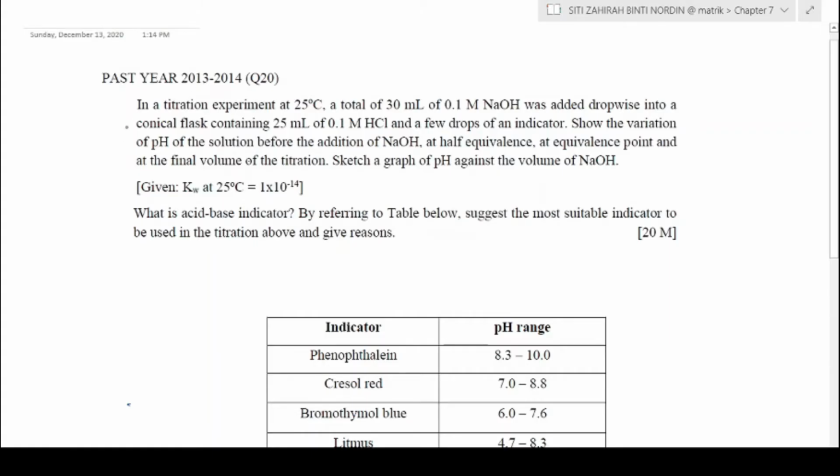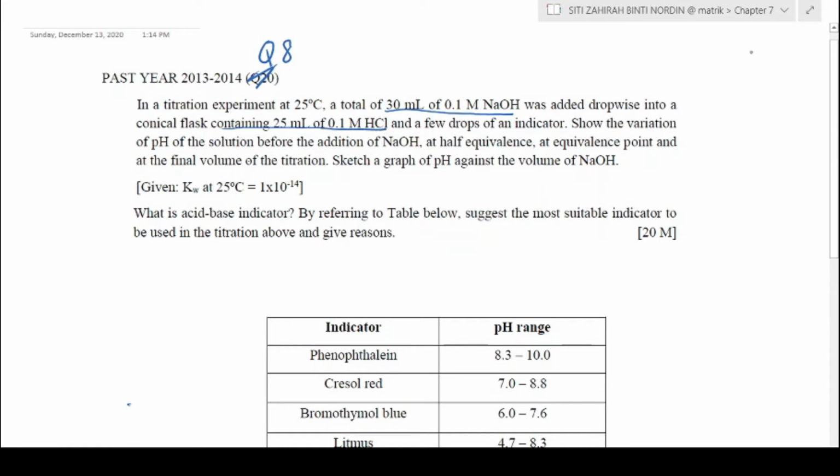We're going to discuss past year 2013 and 2014, which would be your question 8 in your past year. In a titration experiment at 25 degrees Celsius, a total of 30 ml of 0.1 molar sodium hydroxide was added dropwise into a conical flask containing 25 ml of 0.1 molar HCl.